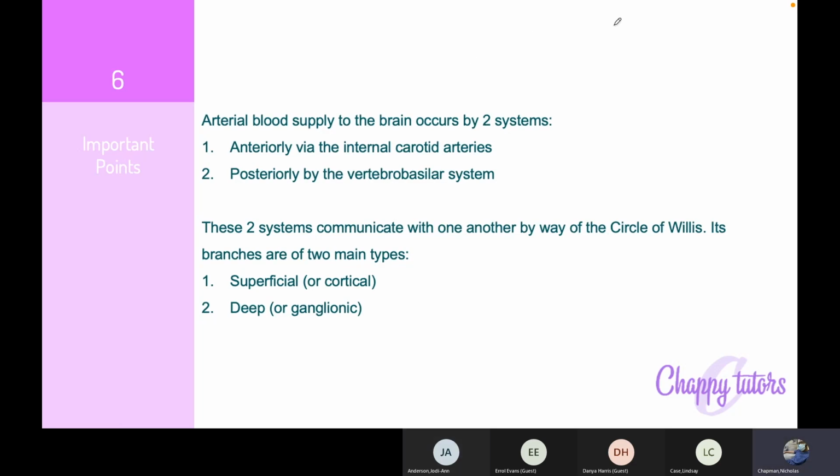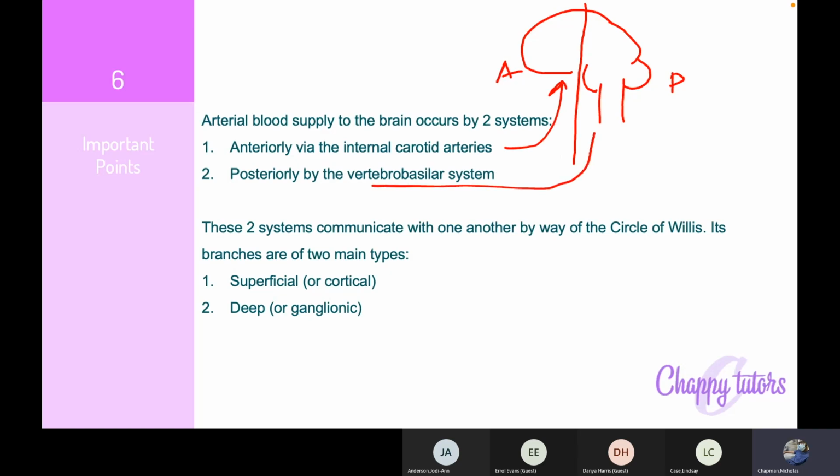So essentially, I'm just going to draw a kind of crappy looking brain. Basically, you have anteriorly and posteriorly. So if you just divide it there, the internal carotid is going to be coming in up here, and then the vertebrobasilar system is going to be up here. These two systems will communicate with each other around this region and join one another, like two links joining each other. And this will be joined together by the circle of Willis.